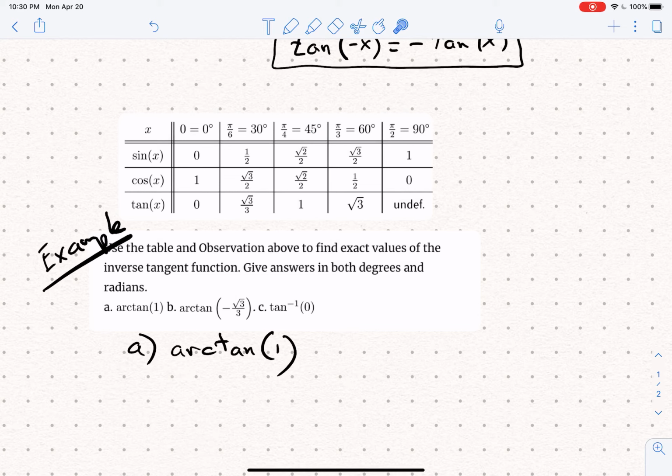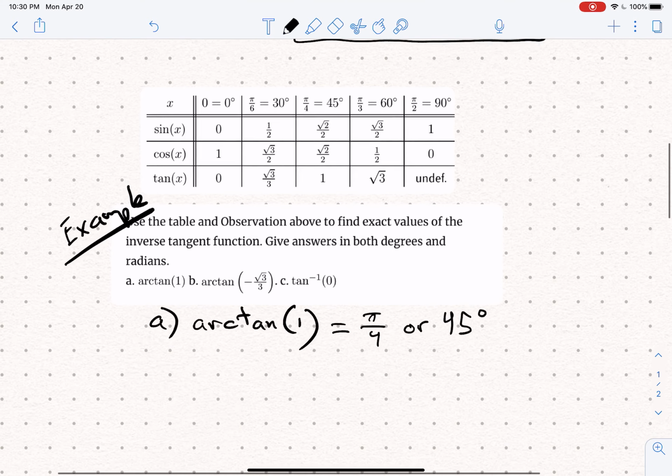This says give the answers in both degrees and in radians, so we will give both. The arctangent of 1 is equal to pi over 4, or 45 degrees. And we're done. There's no more to show. This is just getting used to the idea of the inverse tangent or the arctangent. That's it. I would give the next ones, B and C, a try. Pause the video, see if you can come up with answers for them now, and then go ahead and play again, and we'll work them out together.